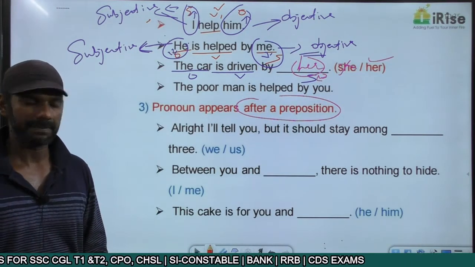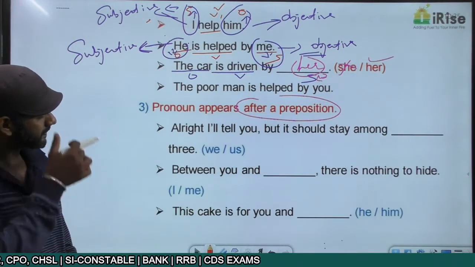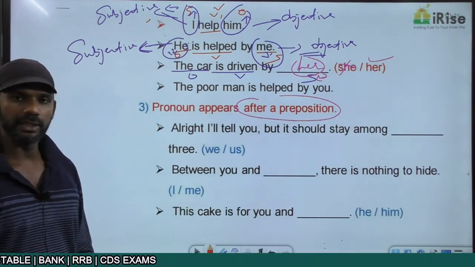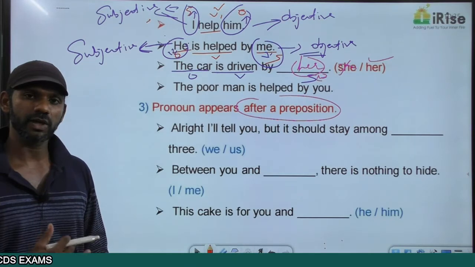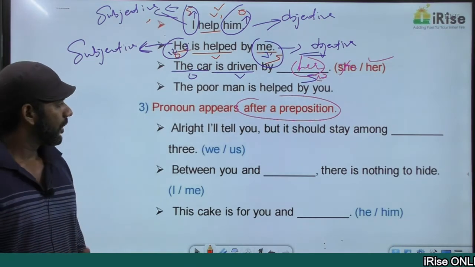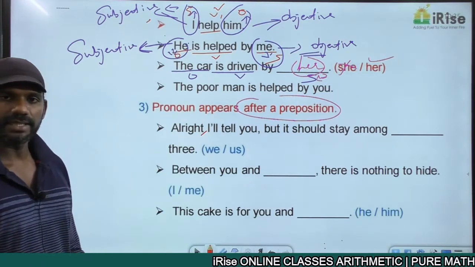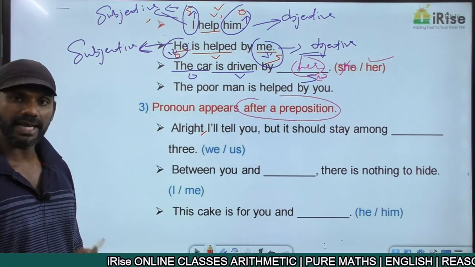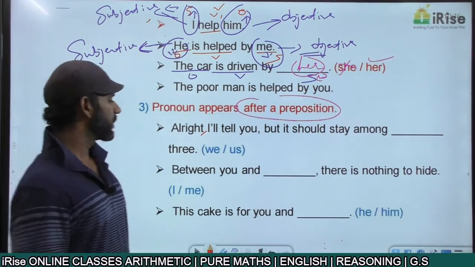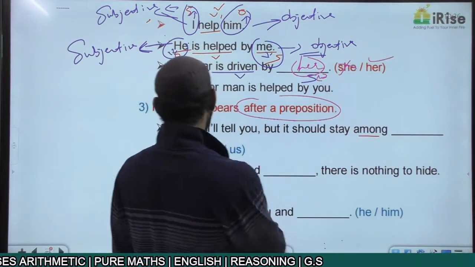That is the rule. Come to the statement now. All right, I'll tell you. I'LL is a short form of I will. All right, I'll tell you, but it should stay among dash 3. Now, among dash 3 or between dash 3?